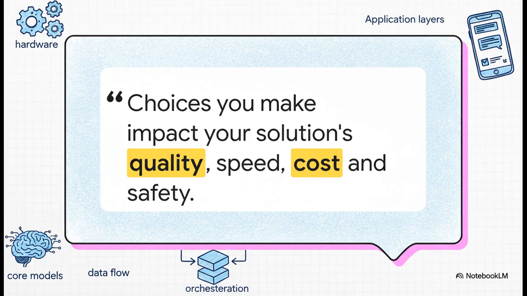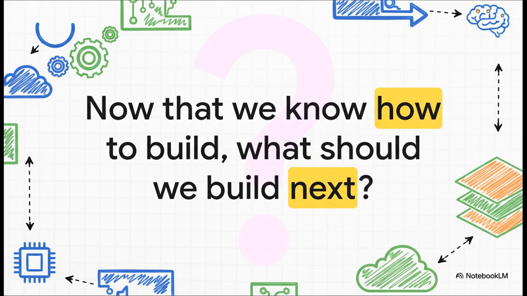So, why does all of this matter so much? Well, because every single choice you make at every single one of these layers has real-world consequences. The decisions you make about hardware, models, data, and design, they will directly impact your final solution's quality, its speed, its cost, and even its safety. Understanding the stack gives us this incredibly powerful framework for thinking about and creating AI systems that are reliable, that are effective, and that are truly useful. It really transforms AI from some kind of magic black box into a set of practical, understandable choices. And that leaves us with one final and, I think, very exciting question. Now that we know how to build, what should we build next?